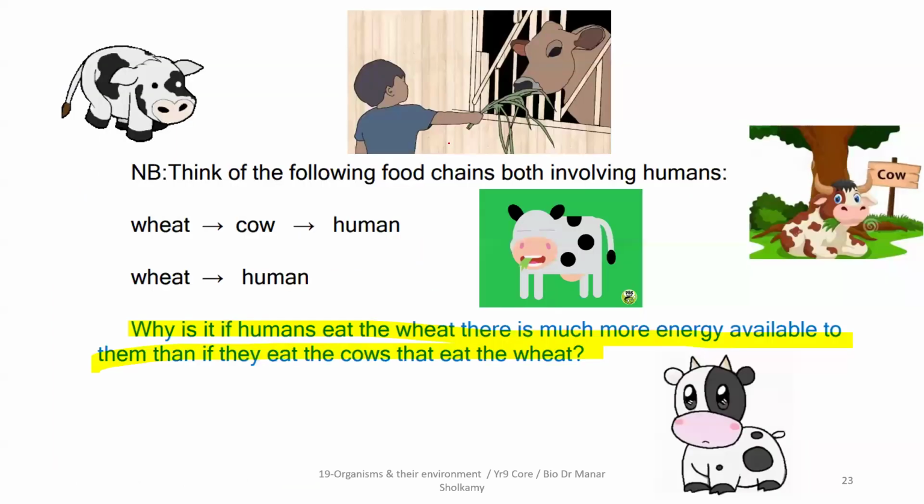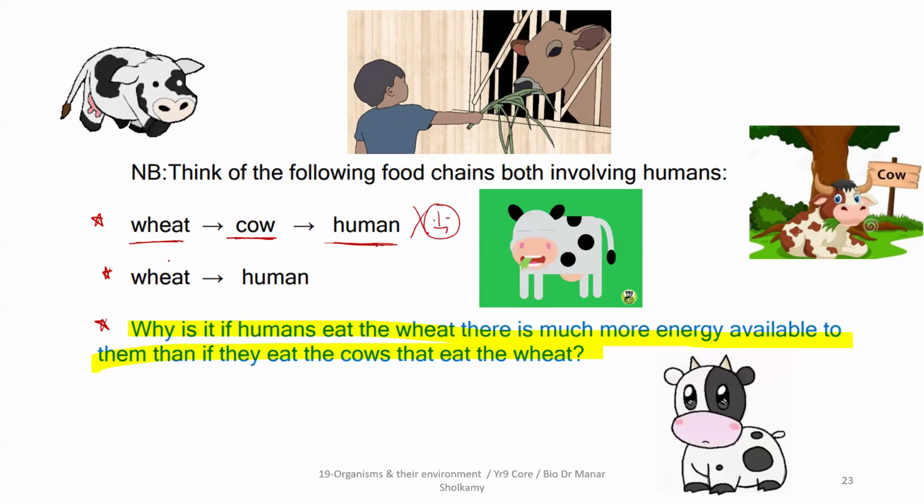Good. Now, based on the efficiency of energy transfer, they can ask you a question like this: why is it that if humans eat the wheat, there is much more energy available to them than if they eat the cow that ate the wheat? So they will give you these 2 food chains. The wheat is eaten by the cow, and then it is eaten by the human. This is inefficient.